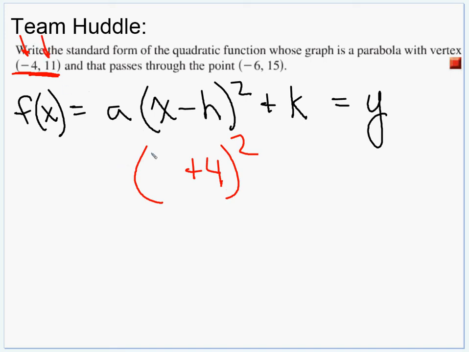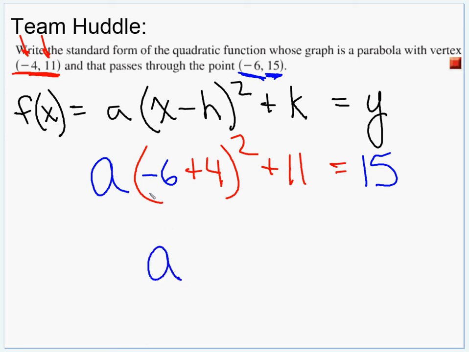Our K value is positive 11, so that would go there. And I'll switch over to blue. Our X is negative 6, so this is negative 6. Our Y value is 15. And don't forget, we're solving for this unknown A. So A is going to get multiplied by this. Negative 6 plus 4 is negative 2. Negative 2 squared is 4. So that becomes 4A plus 11 equals 15.